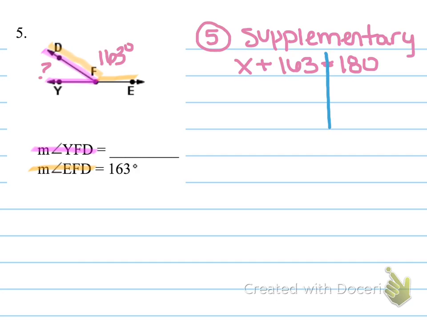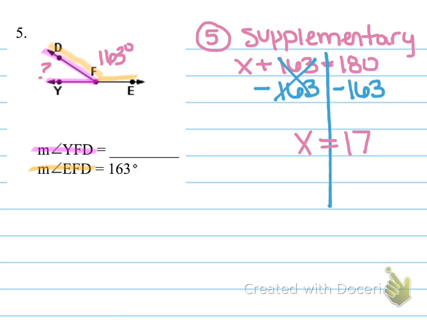Solving this, I'd put the line through my equal sign. The operation here is addition, so I'm going to undo that with subtraction. I'm going to subtract 163 from both sides, which means the 163's cancel on one side. I'm going to bring down the x, bring down the equal sign, and 180 minus 163 leaves me with 17. So our missing angle, angle YFD, is 17 degrees.